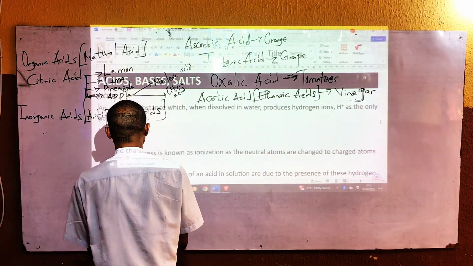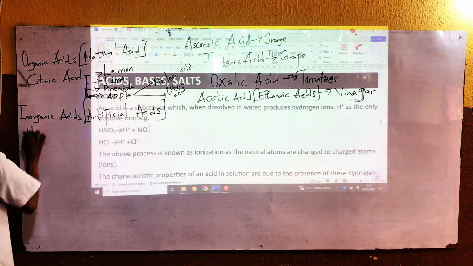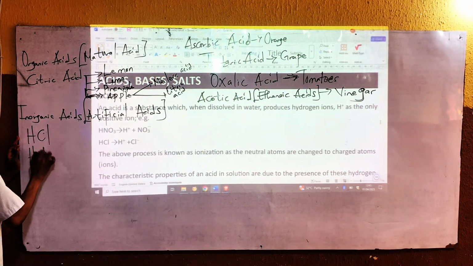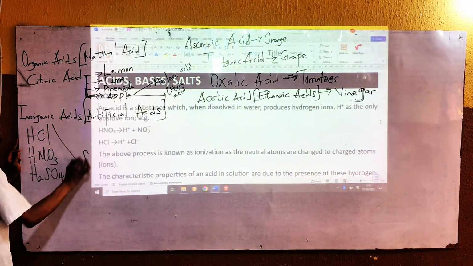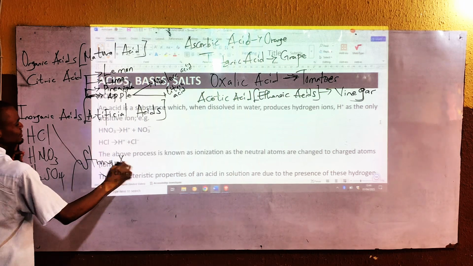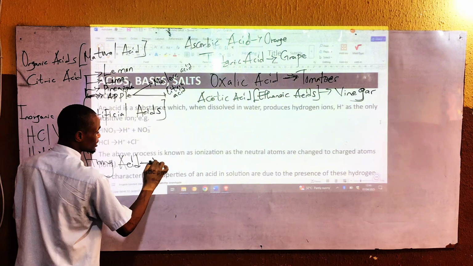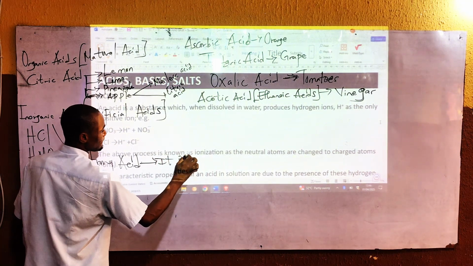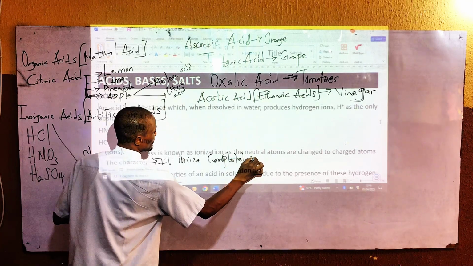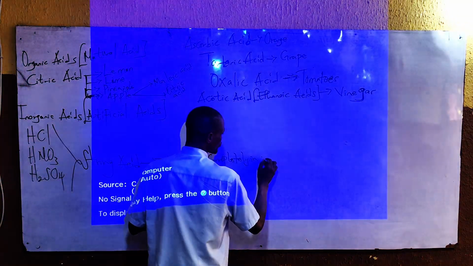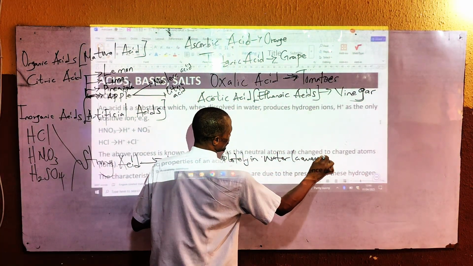Now, another example is inorganic acids, which are man-made acids, like HCl, HNO3, H2SO4. These are strong acids. When you put them in water, they are ionized completely in aqueous solution.